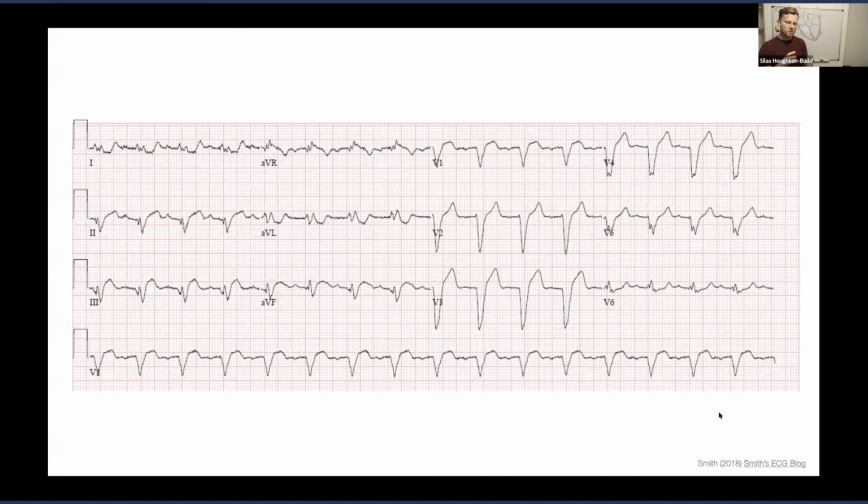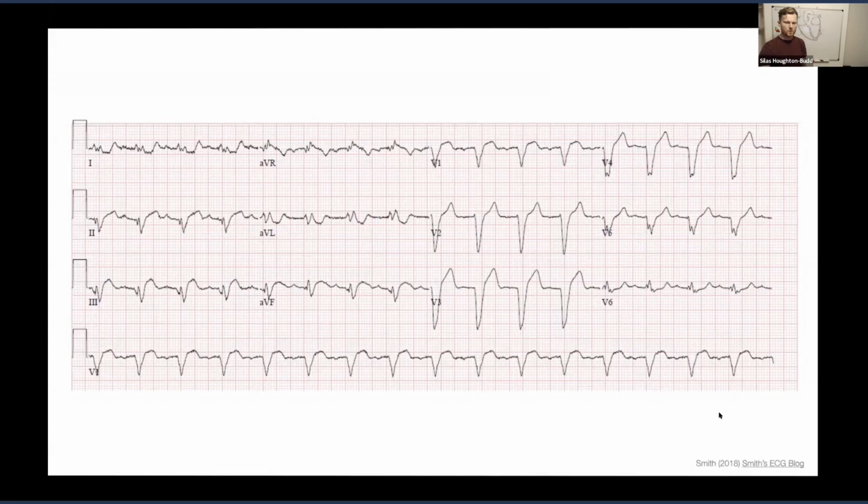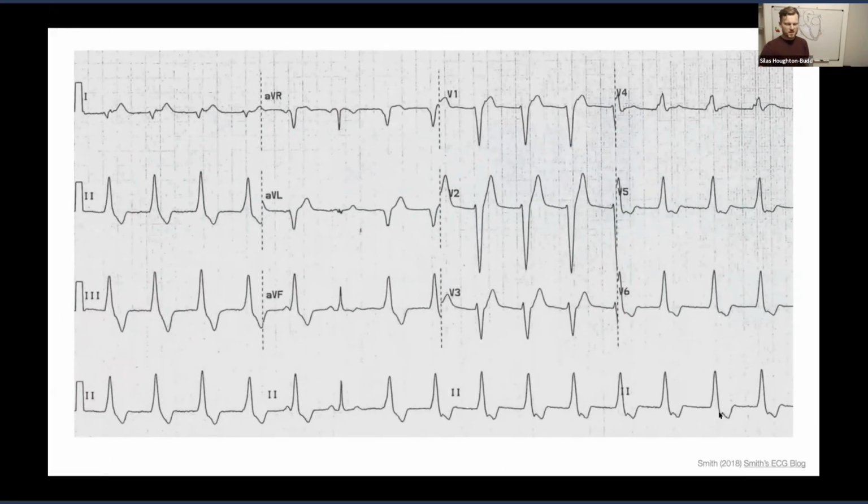Similarly, if we just look at V1 and we come backwards over the T wave, we can see that the complex then goes down, which would suggest a left bundle branch block. Again, the same pattern occurs here. Broad complex, negative waves in V1 indicates left bundle branch block.